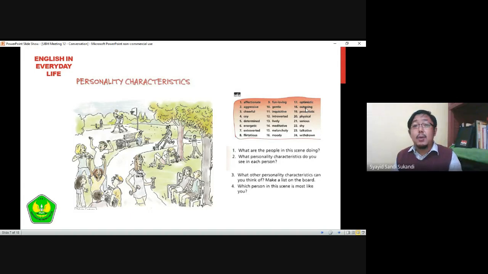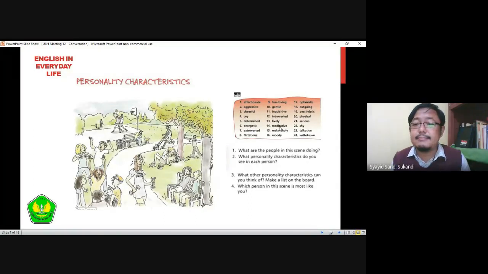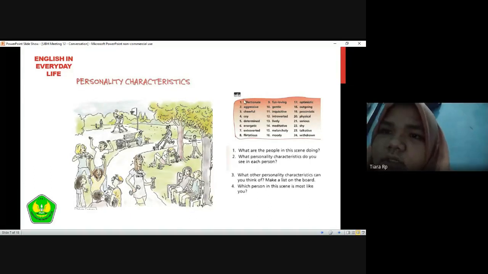Outgoing ini bahasa lainnya adalah gaul. If you say she's an outgoing person, berarti artinya dia orang yang gaul. Outgoing. You want to go to the party, you feel the vibes, kan ada sekarang vibes, and then you want to feel, hey, I'm here, or I'm wearing this dress, I exist. That's outgoing. Optimistic, I know you already know about optimistic. Meditative means like yoga. It's meditative, you have conversation. And I think the rest is fine, I guess.